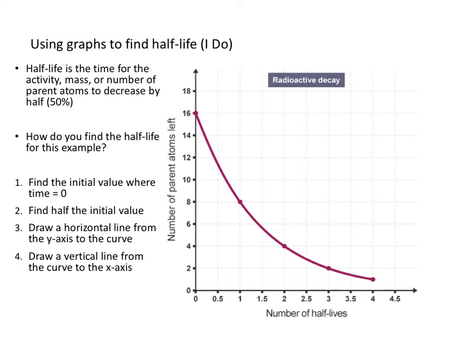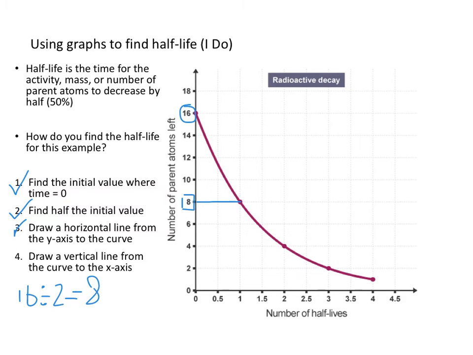So 16. Let's draw a little circle around 16. Okay, we've done that. Find half the initial value. So 16 divided by 2 equals 8. Let's draw a box around that. Find the half value. Draw a horizontal line from the y-axis to the curve. So I'm going to use a ruler to draw a horizontal line. Oh, not in the right place though. To the curve, and it meets the curve there, so I've done that.